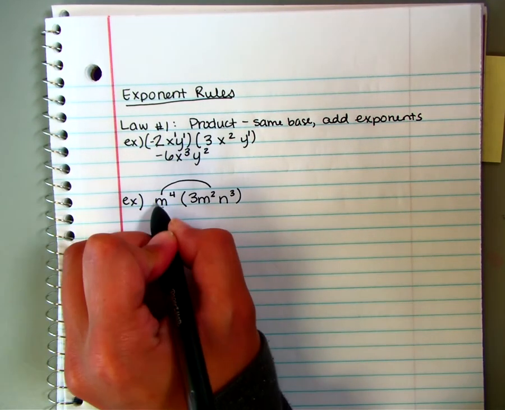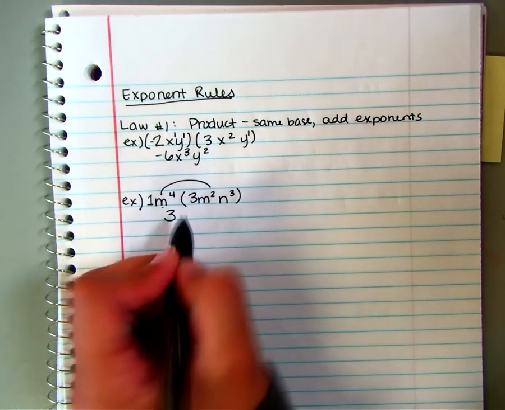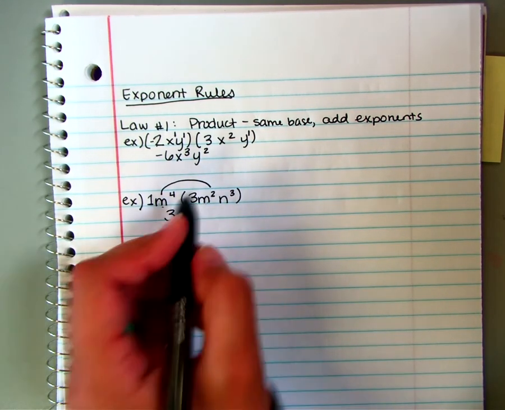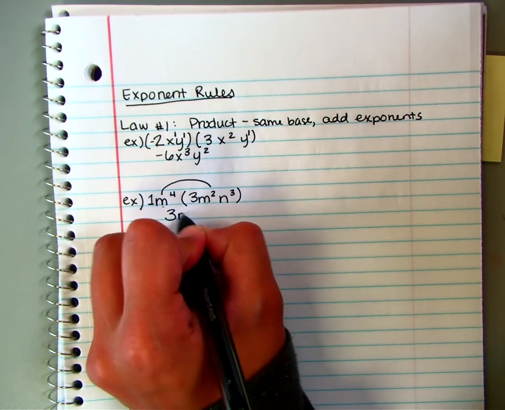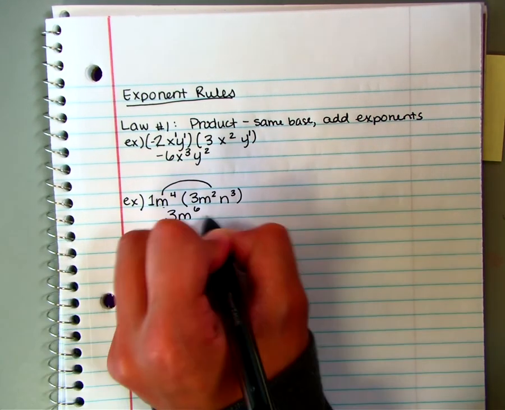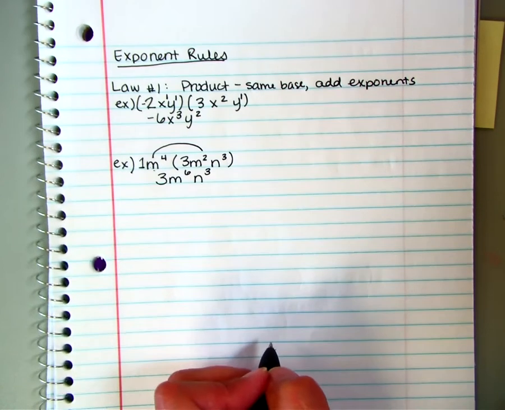And so we're going to multiply the coefficient of 1 times 3, which gives you 3. My m is distributed into the other m, so we'll have m to the fourth times m squared, same base, add exponents, m to the sixth, and then nothing combines with n to the third. So that's your product rule. So real short and quick.